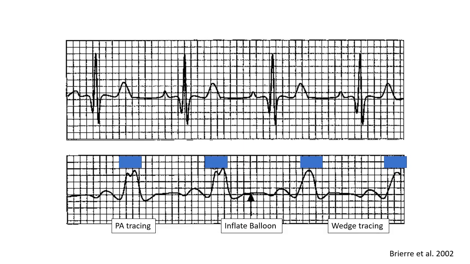All right, so another example here. This is actually the same pathology, but it shows an example of the difference between the PA tracing and a wedge tracing. As you can imagine, if that V wave is huge, it may be hard to tell, am I in the PA or am I actually wedged? Because the V wave is so big, it looks like the systolic pressure in the pulmonary artery. So how do we tell the difference?